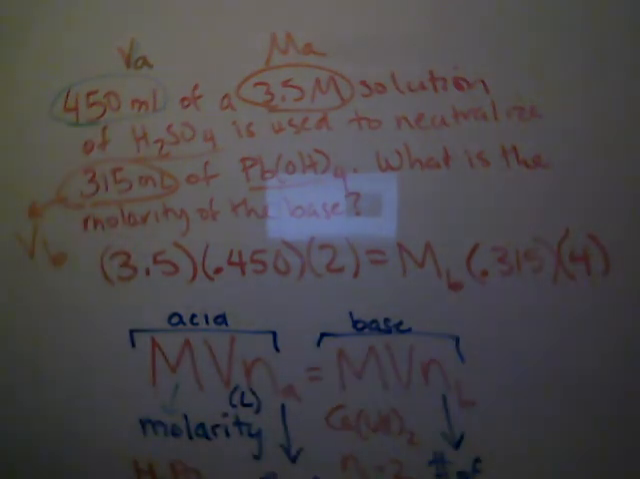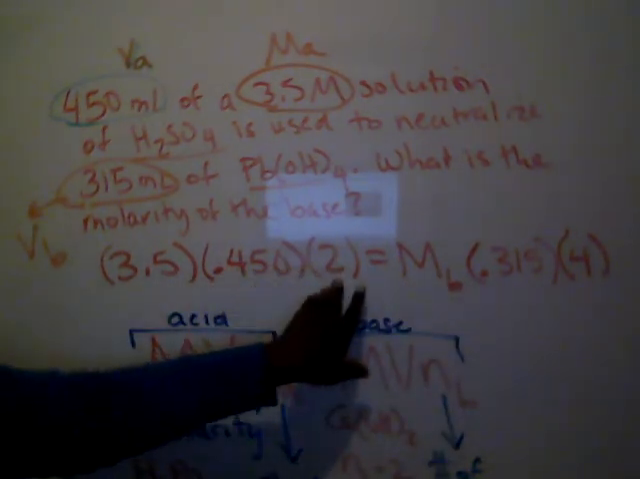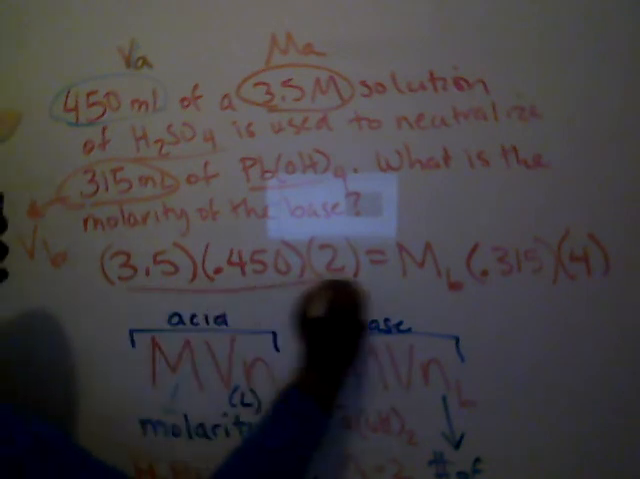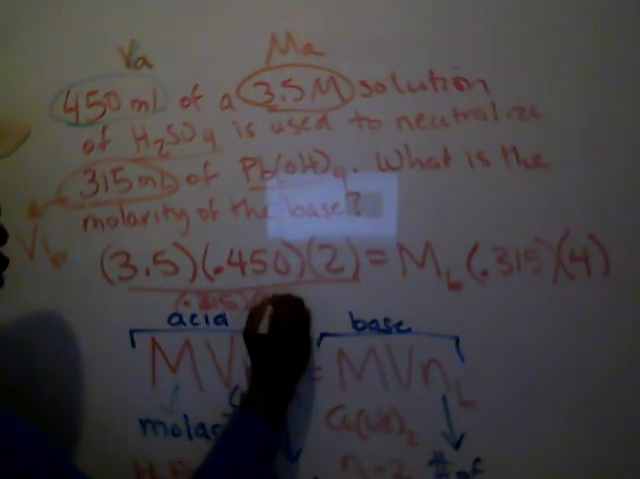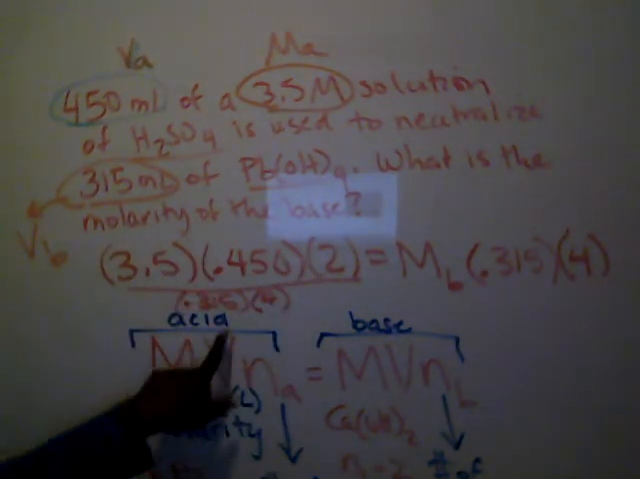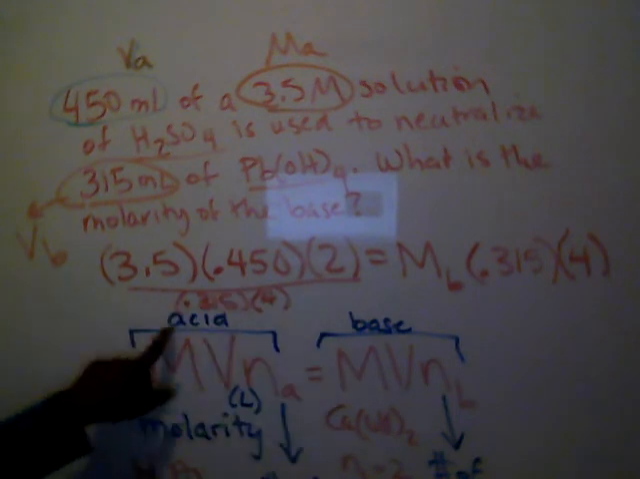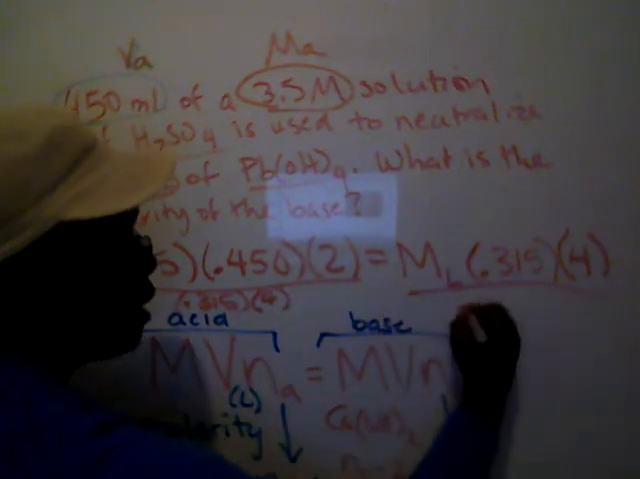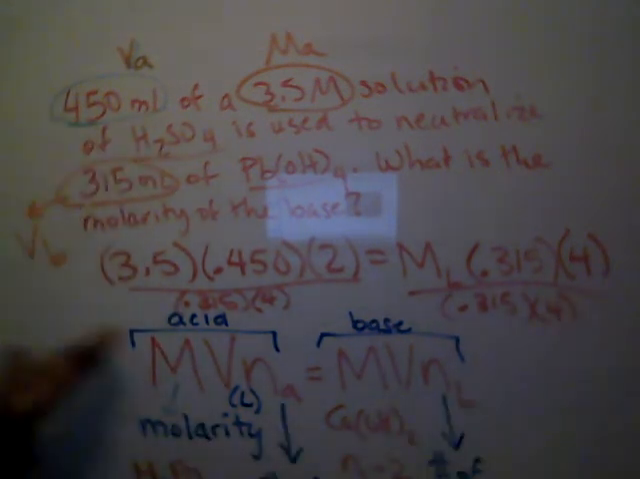Okay, so to solve for Mb, or the molarity, we would want to multiply all 3 of these together on the left side, and then we'd want to divide by 0.315 times 4. And so this calculation here would give us the molarity. So 3.5 times 0.45 times 2, divided by 0.315 times 4. So I just divided both sides by this guy here. And that's pretty much how you use it.